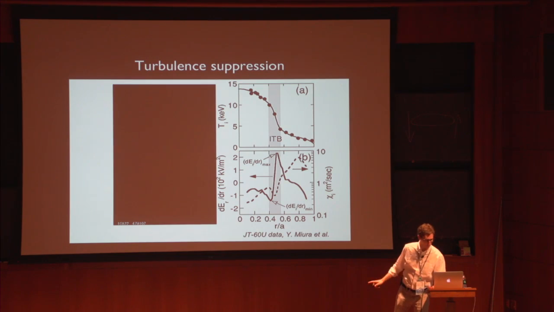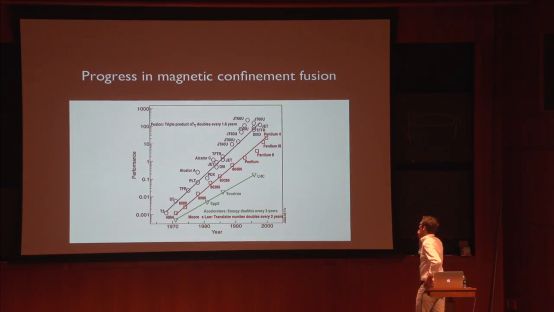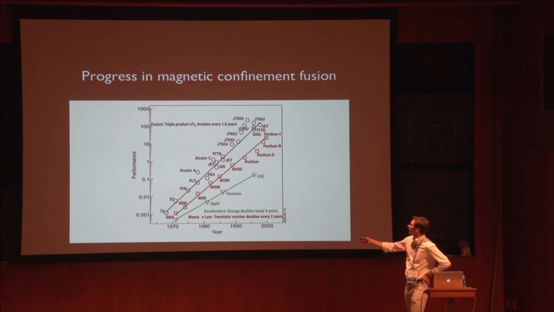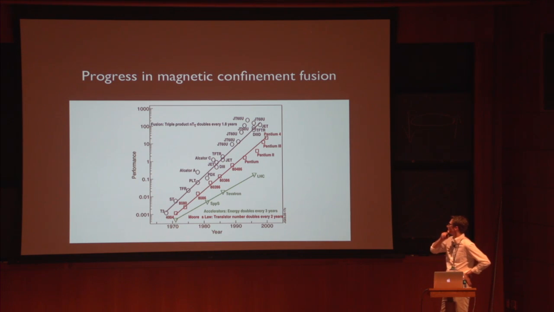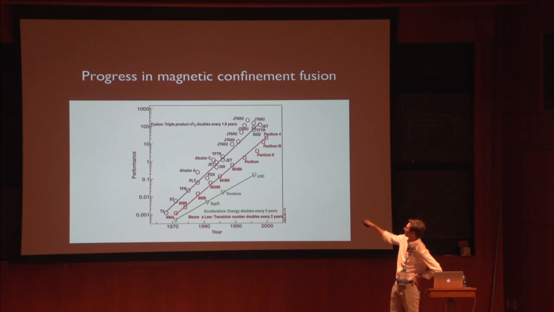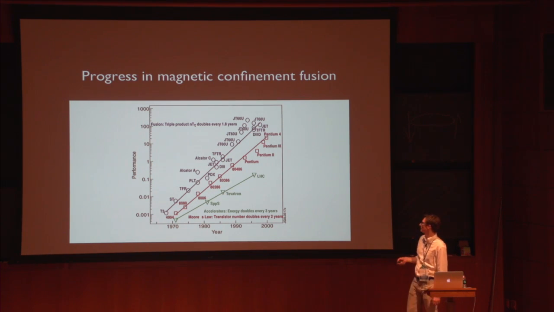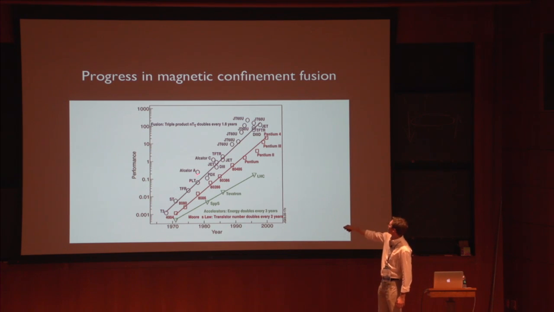And so I'll end the fusion part of the talk just by kind of pointing out where we are. So this is a slide I think I stole maybe from Greg Hammett here at Princeton. This is showing the performance measured by the so-called triple product. This is the density times the temperature times the confinement time in the plasmas. This is the widely used measure for the performance of your fusion plasma, and this is versus year. And so the blue line here is showing fusion, right?